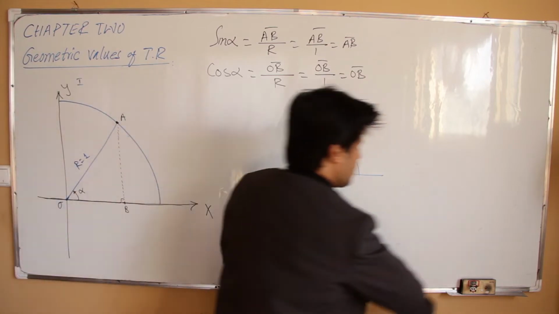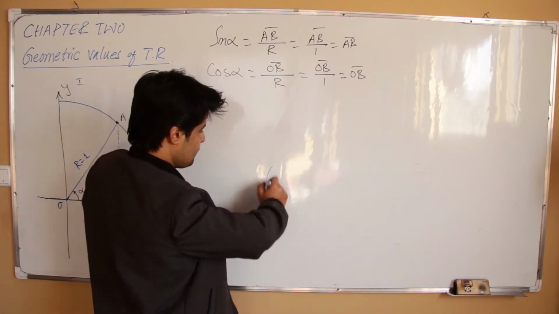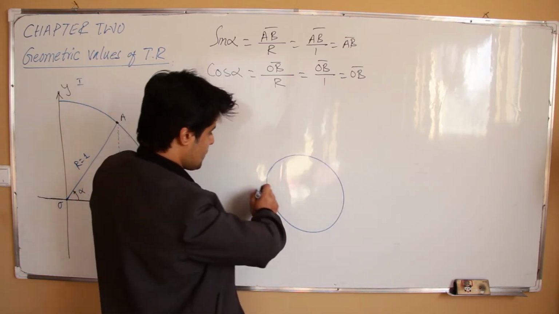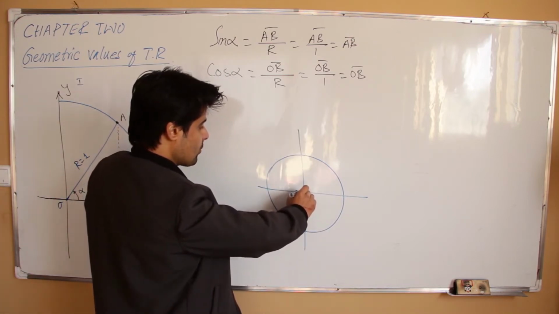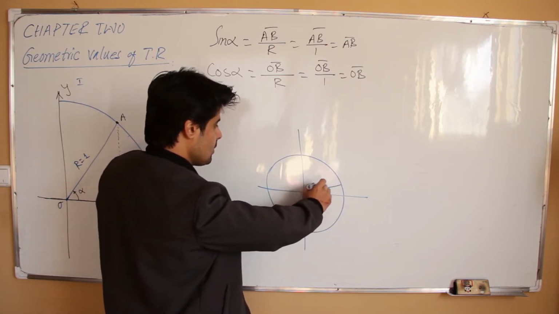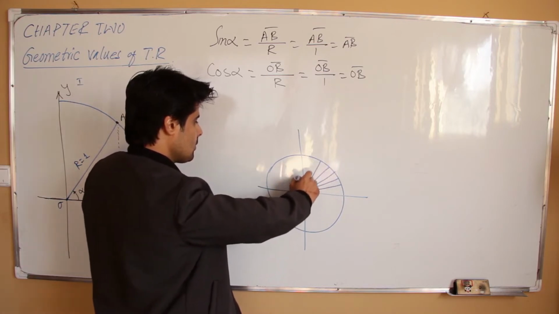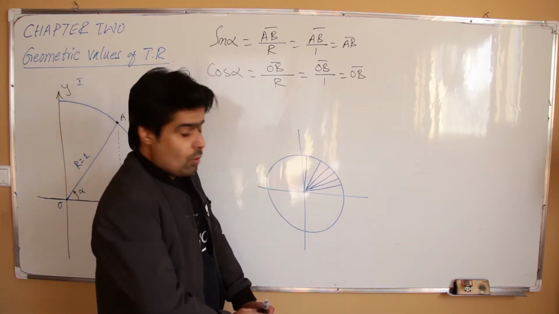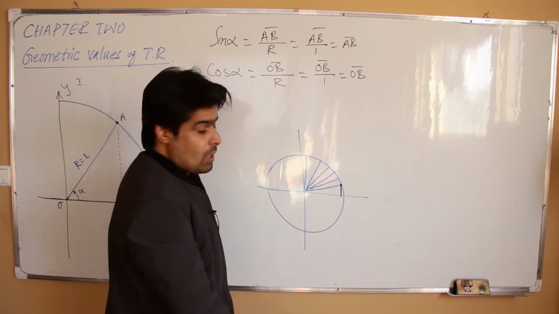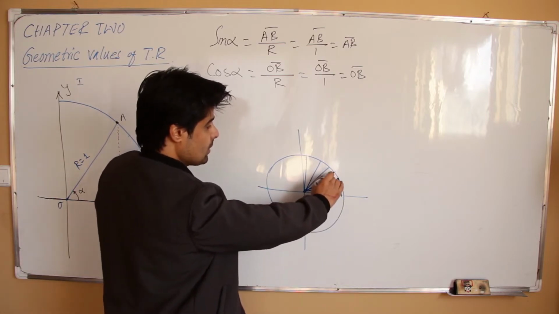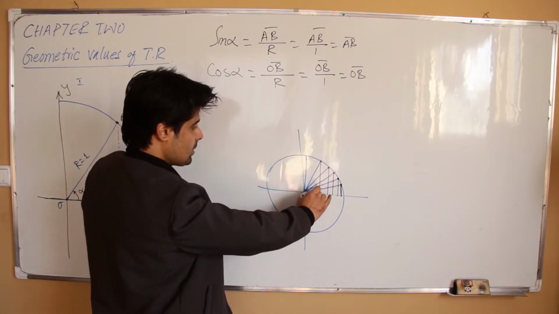What does it mean? It means if we have a trigonometric circle in which R is 1 unit. Suppose this is 10 degree, this is 20, it's 30, like this. Now, what is the ordinate of this line? What is the ordinate of this line? This one is for this angle. This line is for this degree.